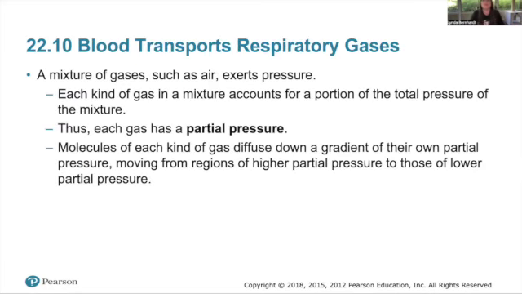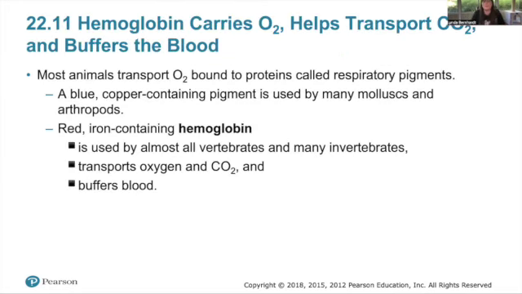So we're getting there. A mixture of gases, like air, exerts pressure. Each kind of gas in a mixture accounts for a portion of the total pressure, and each gas has a partial pressure. This is basically telling you each one has its own way of diffusing. If you think back to Bio 1, 2, 3, when we talked about diffusion and osmosis, that's what this is talking about. Each one has a very specific level for how it's going to diffuse.